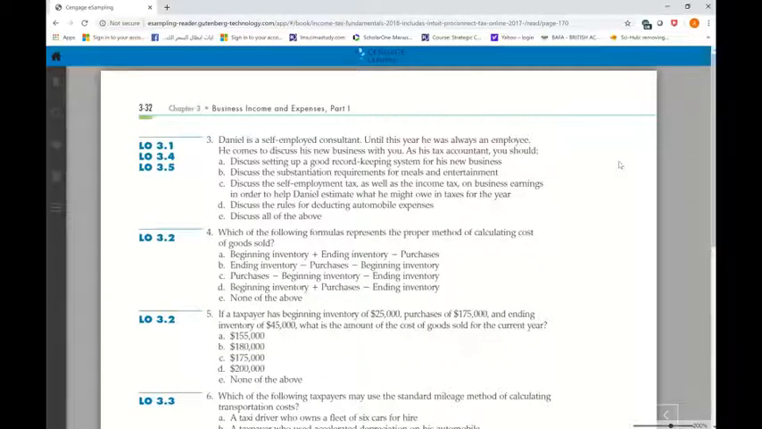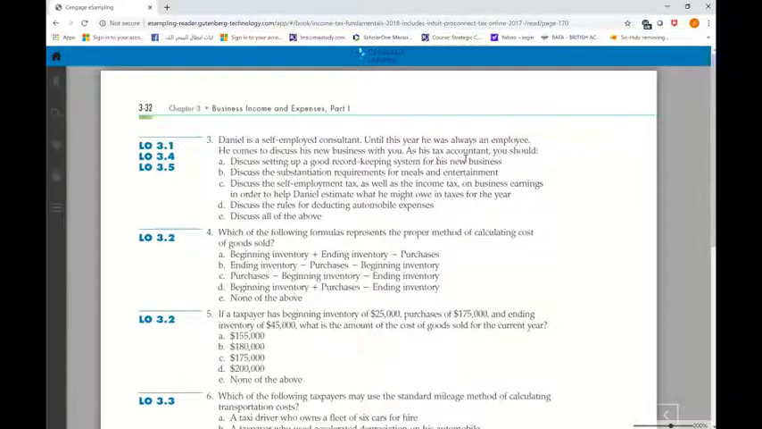Moving to question 3 in multiple choice questions. Daniel is a self-employed consultant. Until this year, he was always an employee. He came to discuss his new business with you.